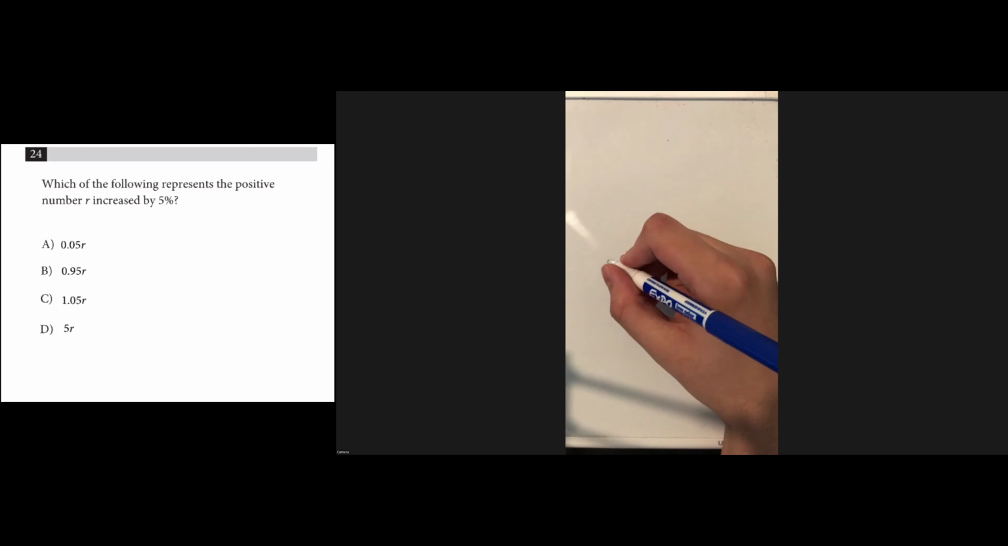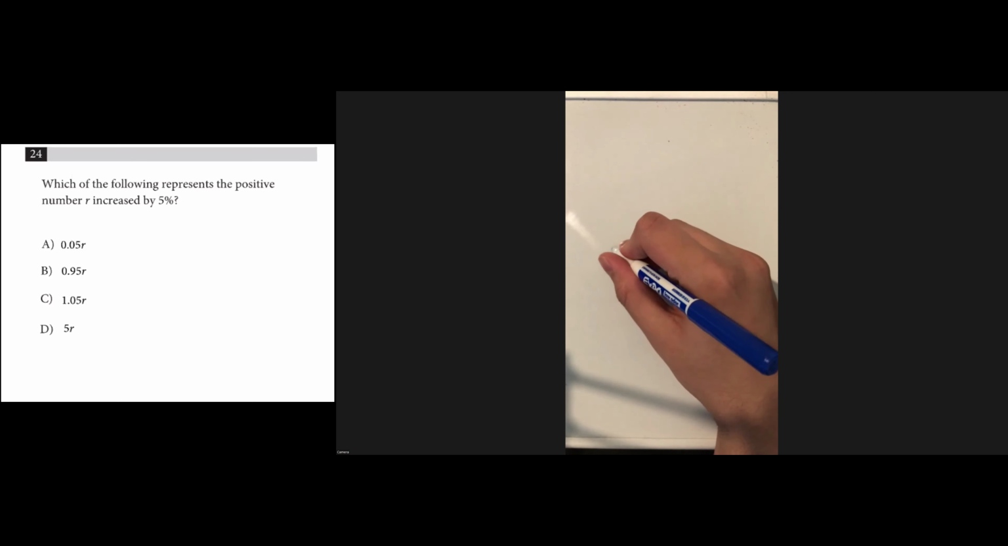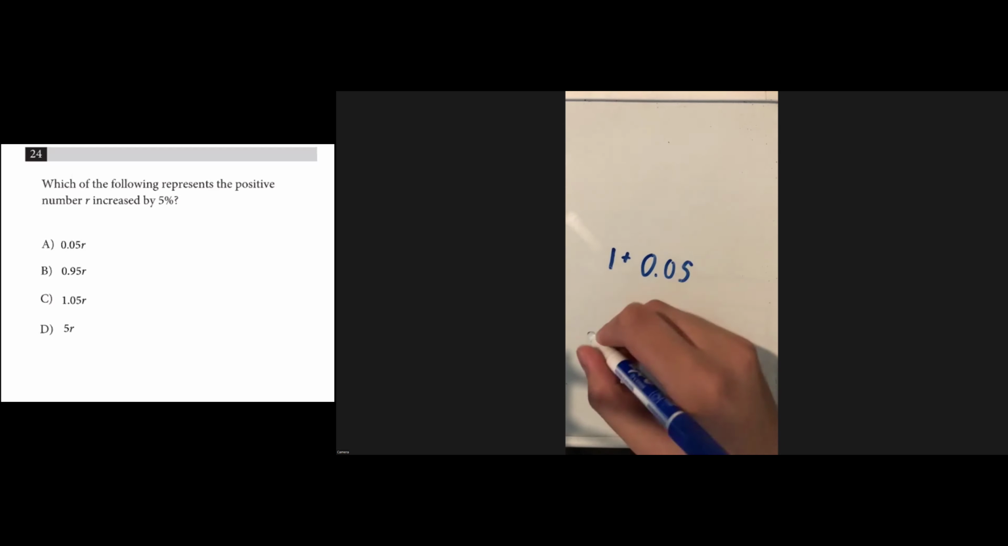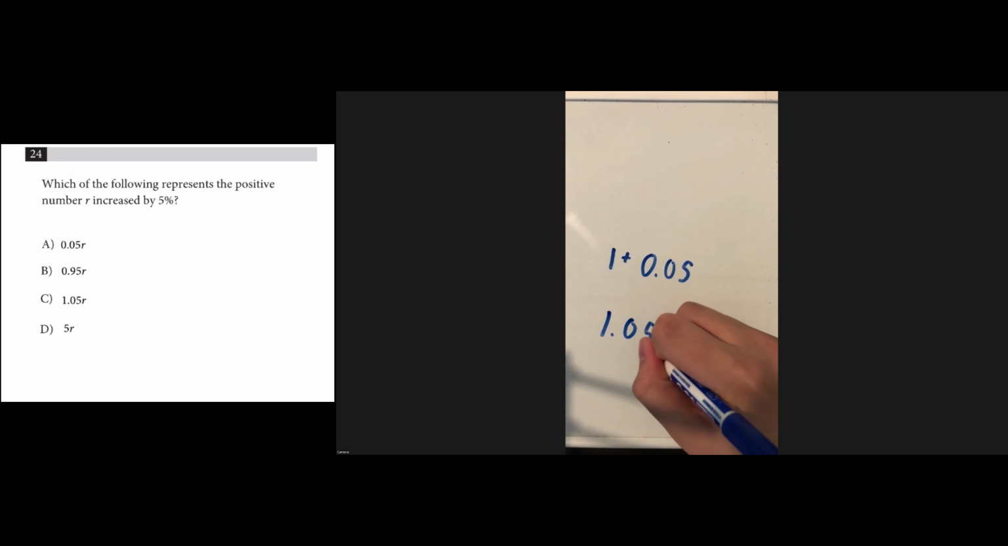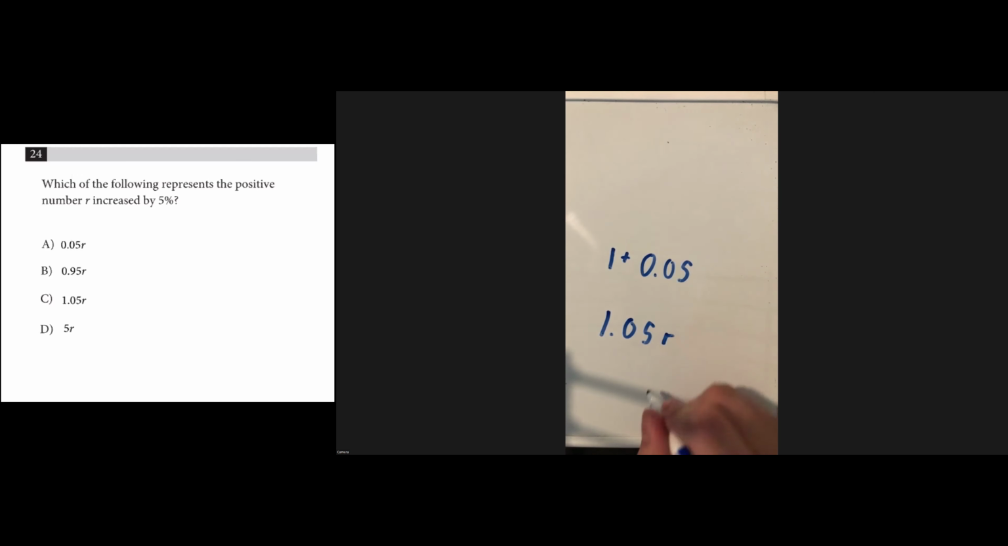Okay, so we're on question 24. It says, which of the following represents the positive number r increased by 5%? And so increased means it's 1 plus the ratio represented as a decimal, which 5% would be 0.05. So that's 1.05 times r. So the correct answer here is answer choice C.